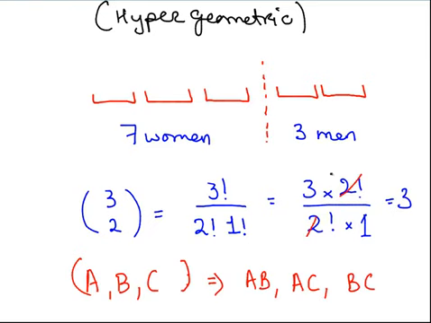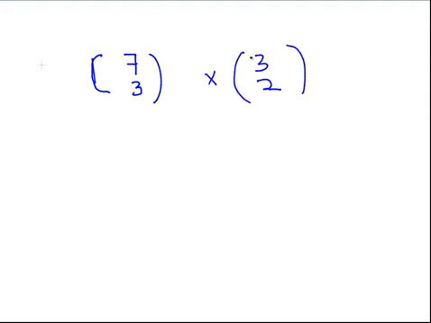So essentially what we're going to do here is use a multiplication rule. For each of these 3 scenarios, there's the number of ways we can get a group of 3 women from 7. So essentially our answer is going to look like this: 7 choose 3 times 3 choose 2, and we've already found that to be 3.